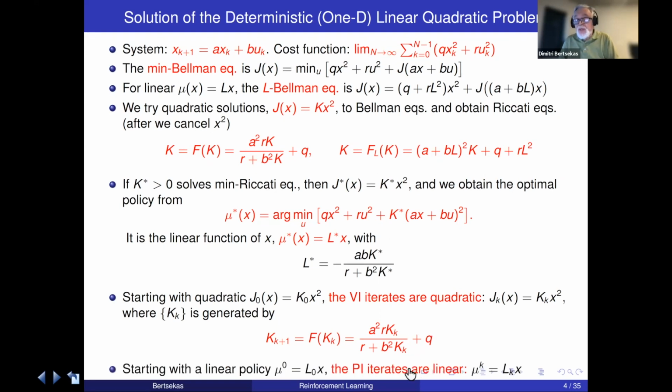And there's also the policy iteration algorithm. And it turns out that starting from a linear policy, it generates linear policies. Through a cycle of a linear policy, it has quadratic cost function, which generates by minimization a new linear policy, and so on and so forth. Okay, we'll come back to policy iteration later. But for the moment, we want to interpret graphically the Bellman equations.